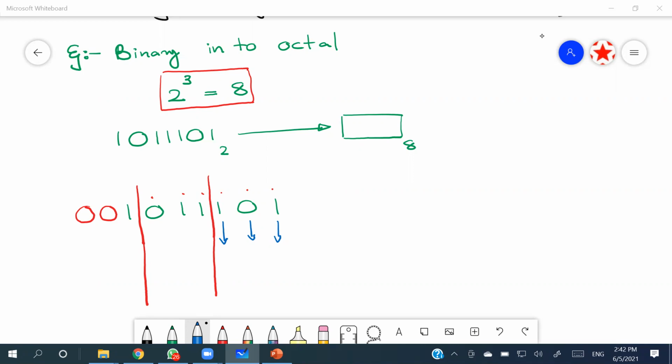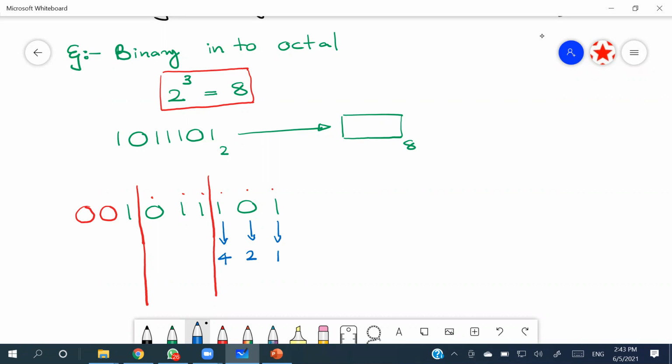Very good, Udamya. It's 2 to the power 0, 2 to the power 1, and 2 to the power 2. Now, if we solve the 2 to the powers, then what should be the values? 2 to the power 0 will give you 1. 2 to the power 1 is going to give you 2. And 2 to the power 2 is going to give you 4.